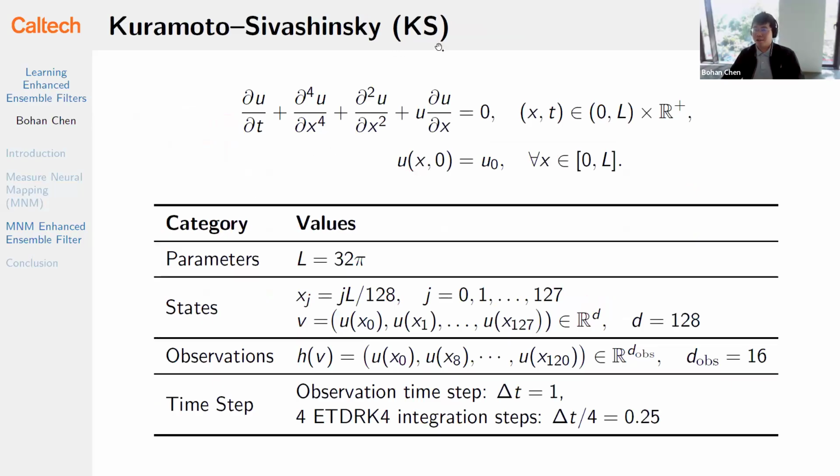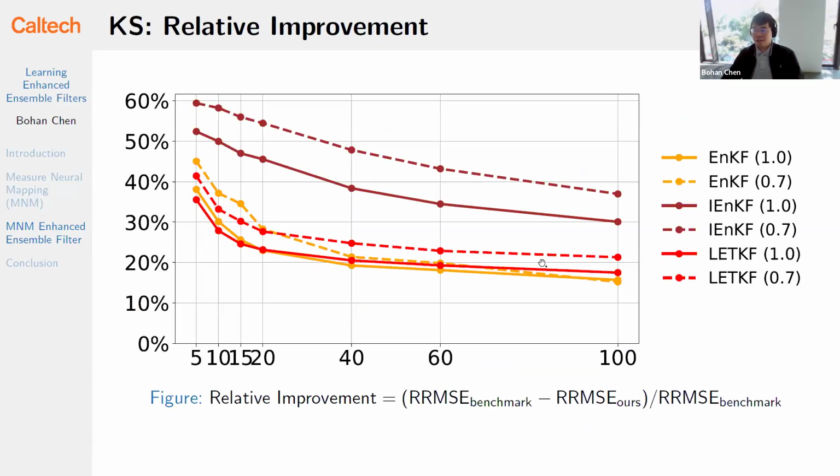And another test is Kuramoto-Sivashinsky. It's an even more difficult scheme. It's a PDE scheme. And here we consider 128 dimensions, and the observation is even more sparse. The observation dimension is 16, every 8 dimensions. And we use an ETDRK4 scheme for the numerical integration. So the result on this one is better than the Lorenz-96. That shows our method has more advantage for more difficult problems, and the relative improvement is around 20%.